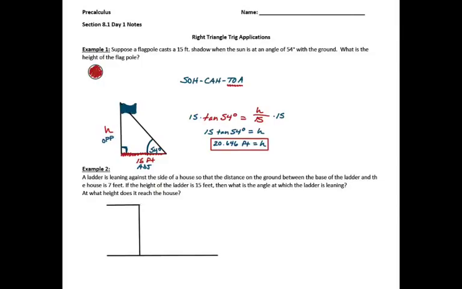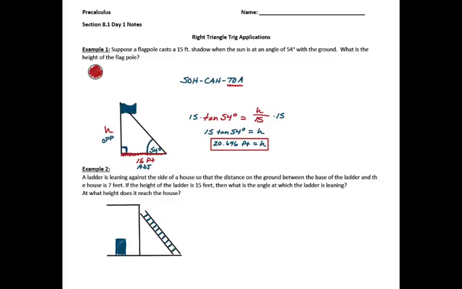So take a look at example 2. We have a ladder leaning against the side of a house. The distance on the ground between the base of the ladder and the house is 7 feet. The height of the ladder is 15 feet, and we're asked for an angle. The question is, what is the angle at which the ladder is leaning? So I'm going to construct a picture here. I'm going to draw a little house. Here's a little door. Then I'm going to draw a ladder that's leaning against the house.